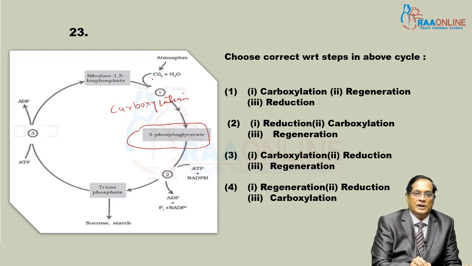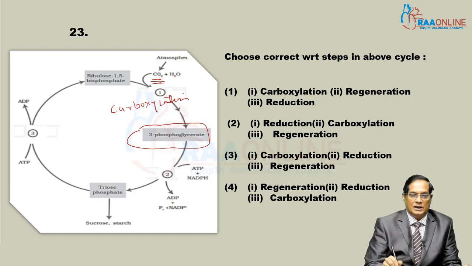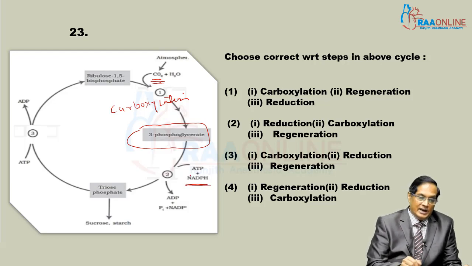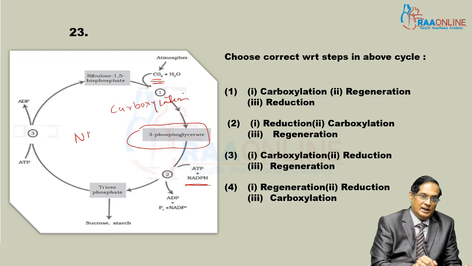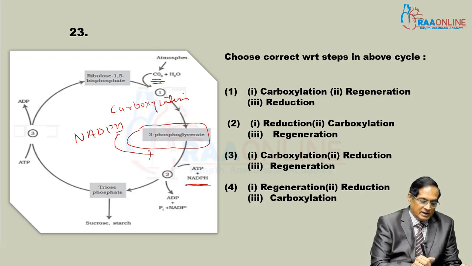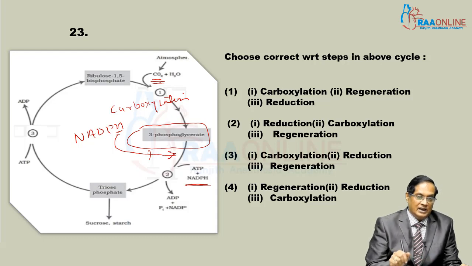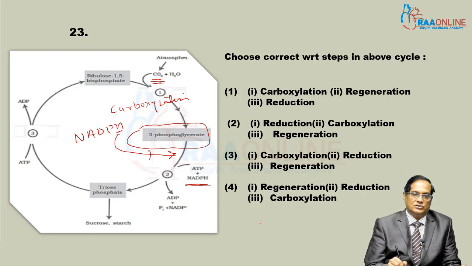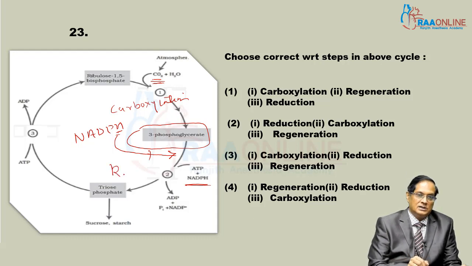It can be identified by the incorporation of carbon dioxide. And see this one, NADPH. That is the ability to supply hydrogen. Hydrogen ions are given to the 3-PGA. Then only hexose sugars are formed. That is, if in any reaction hydrogen ion is taken, that is reduction. So part 2, a major part of the Calvin cycle, is reduction.